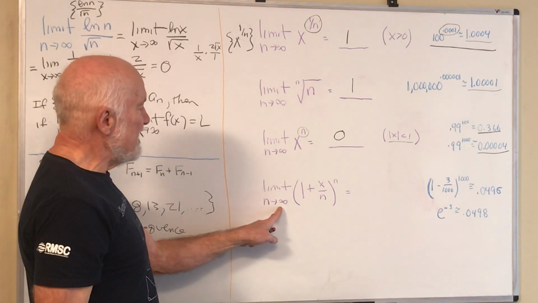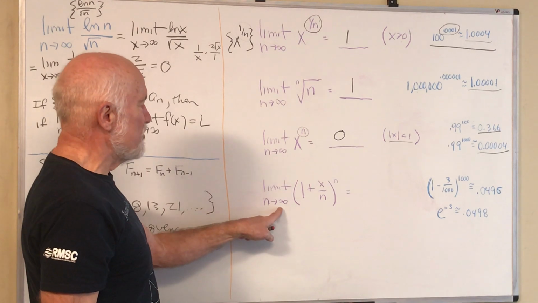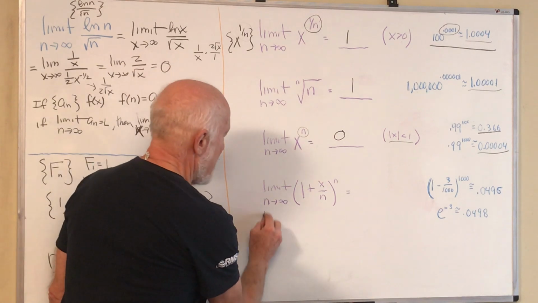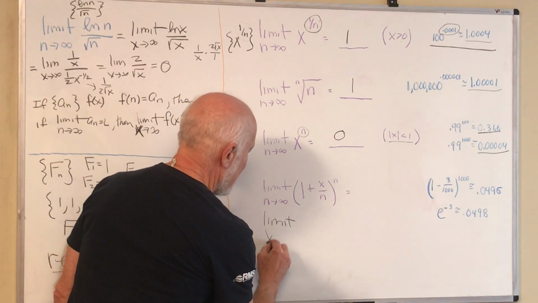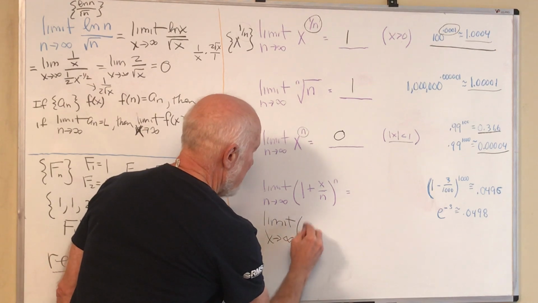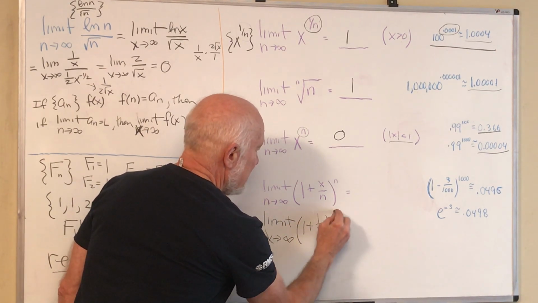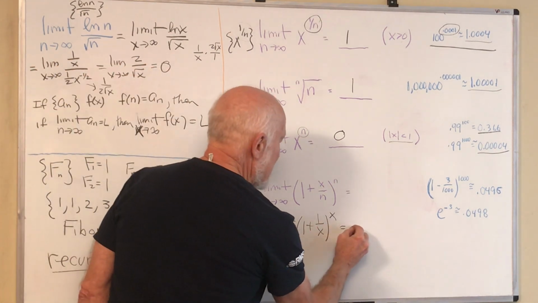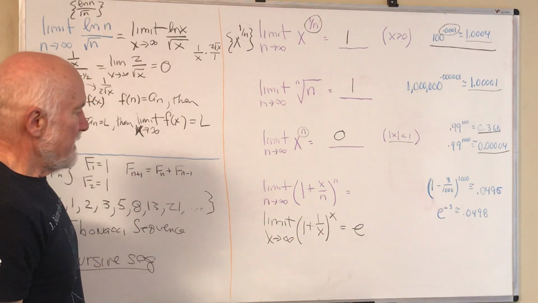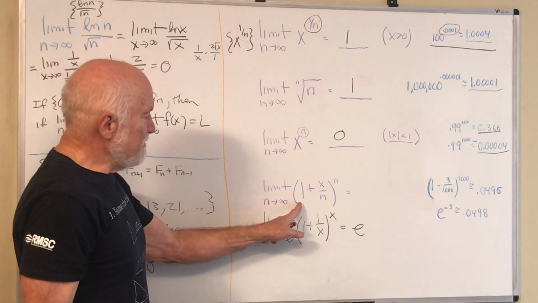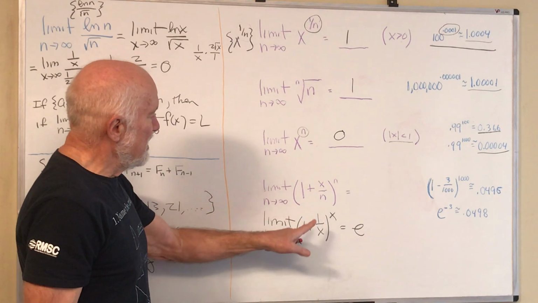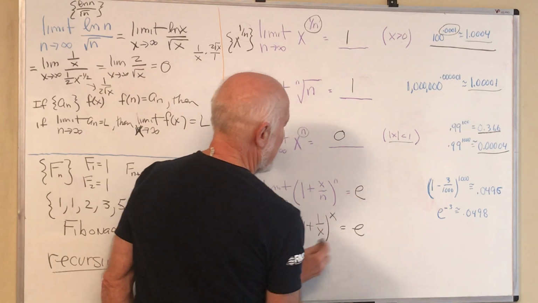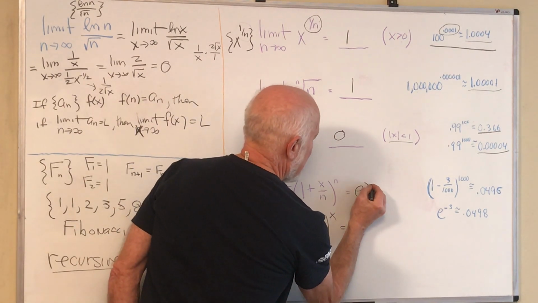And we did something very similar to this when we did functions, except I had a 1 here. You might remember, I proved the limit as x approaches infinity of 1 plus 1 over x to the x power. I proved that to equal e. And it can be proven that 1 plus x over n to the nth power equals e to the x.